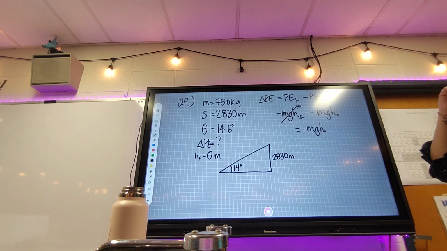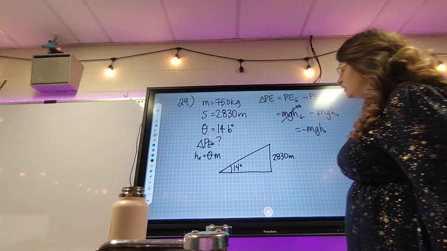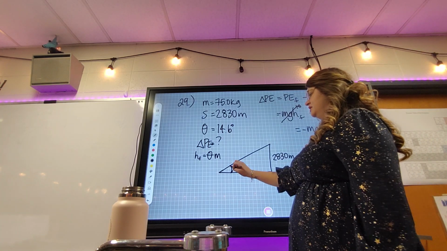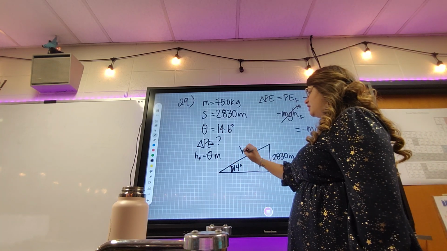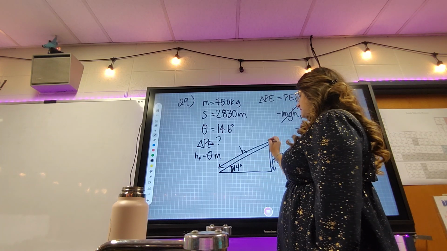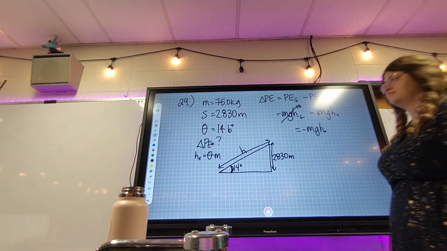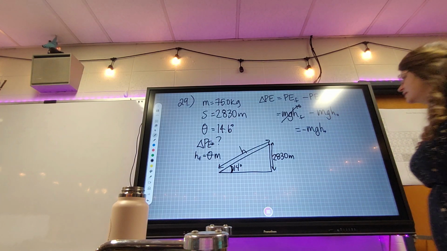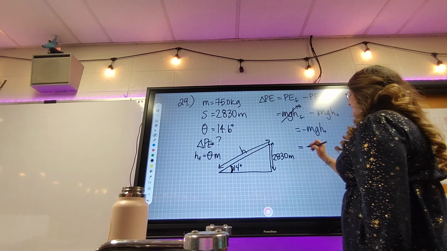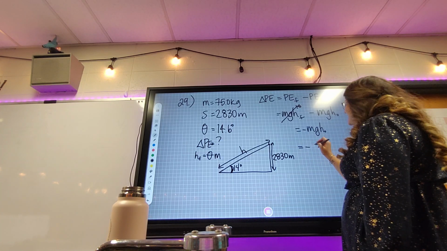I thought it was this way. It's not 2830, because we have to account for the fact that this angle is here. So what we really want to know is not this distance, but this distance here. Okay, Pythagorean theorem, it's giving triangle. I'm gonna try to formula it.